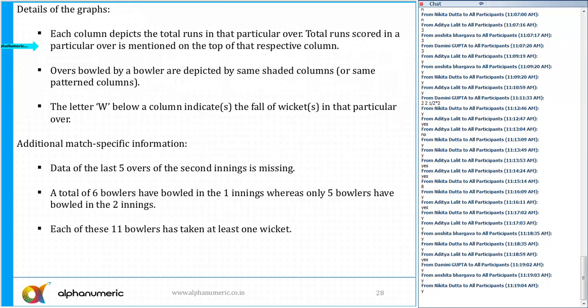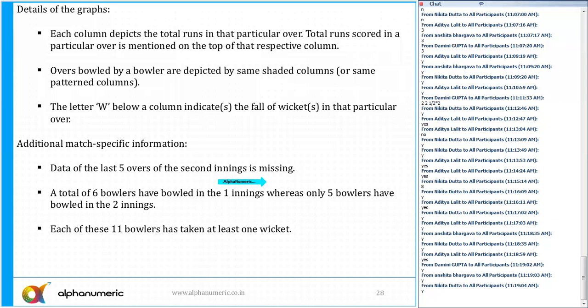Details of the graph. Each column depicts the total runs in that particular over. Total runs scored in a particular over is mentioned on the top of the respective column. Overs bowled by a bowler are depicted by the same shaded column. So if the column is shaded by the same color, it means the same bowler has bowled here. The letter W below a column indicates the fall of wicket in that particular over. And details of the last 5 overs of the second inning is missing.